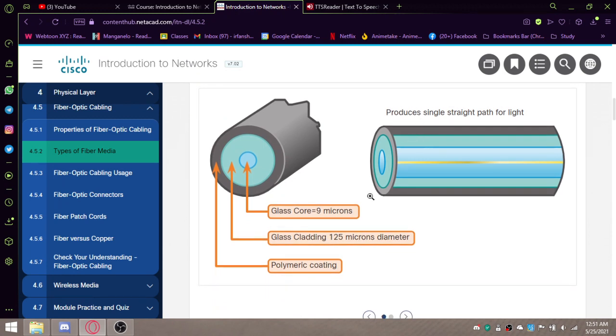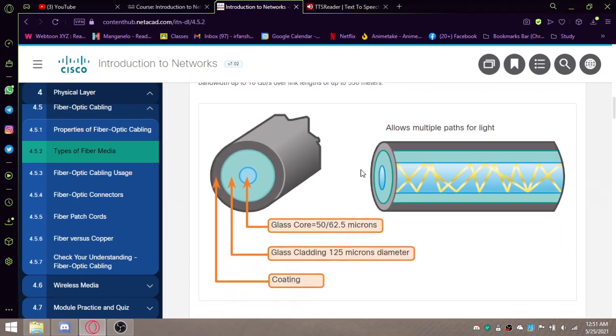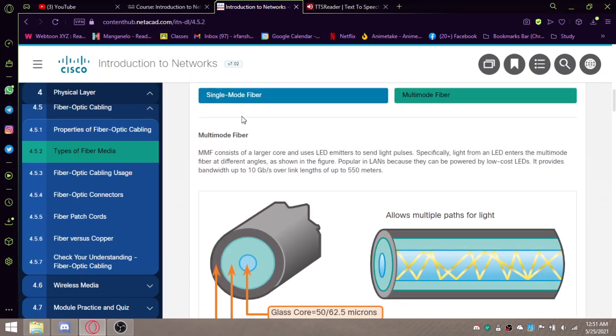Nampak. Ui, 9 micron. Kecil sia ni. Ni kalau hantar satu je. Tadi tu single mode dia akan satu line. Ni tapi ni beza sikit.